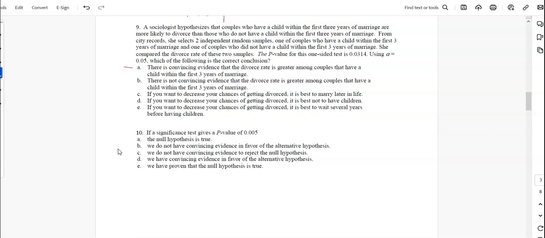Divorce rate among couples that have a child within the first 3 year marriage. The divorce rate is greater among, so man, I think that's probably it. It's definitely not this one. We are going to reject.